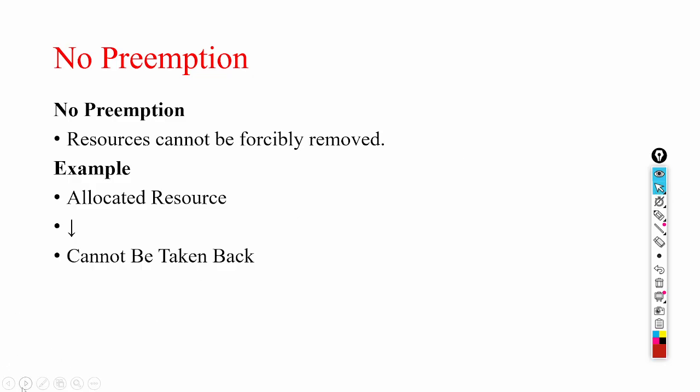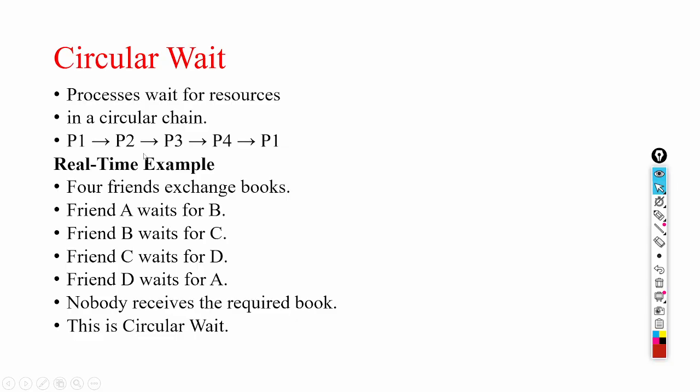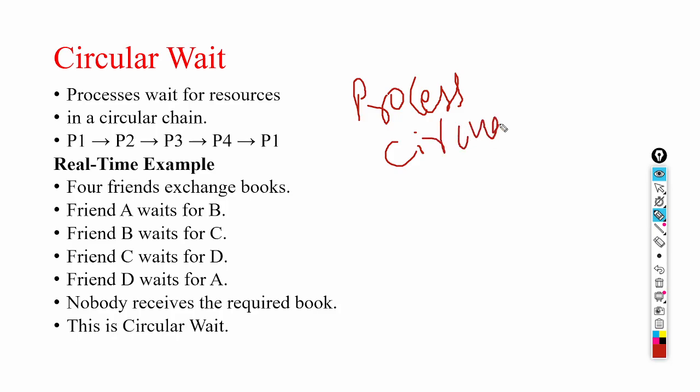What is the next one? The next condition is circular wait. Circular wait is the fourth and final condition required for the deadlock. In this condition, a set of processes forms a circular chain. The processes can form the circular chain.